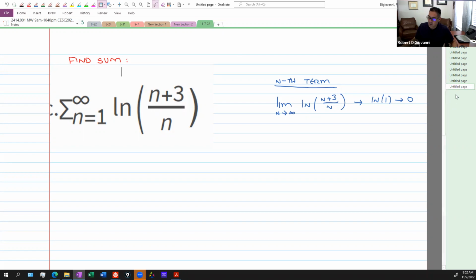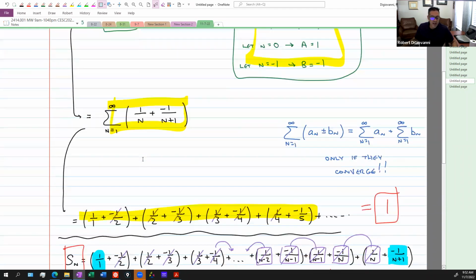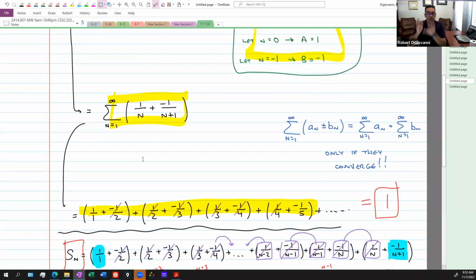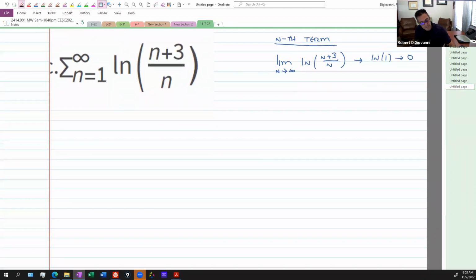So in the last problem, what we did was we took the expression we were given and we rewrote it in a way that we started to get things that would be like plus something, minus something, so that we would get collapsing to happen. Here, I'm going to do the same thing. I'm going to use properties of logs to rewrite this as natural log of n plus 3 minus natural log of n. That's just a property of logs. If you have a single log and you have division inside, you can split it into two logs with subtraction between the two logs.